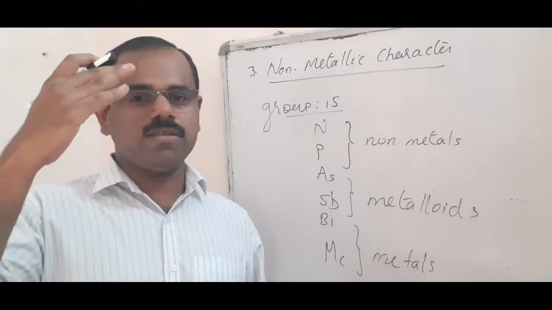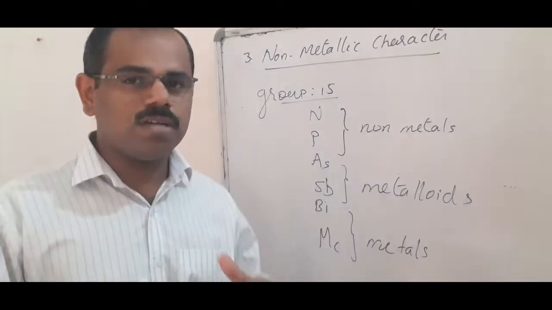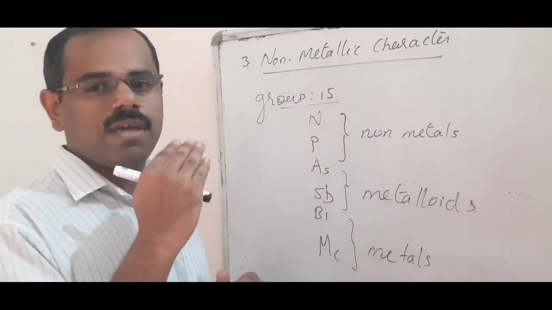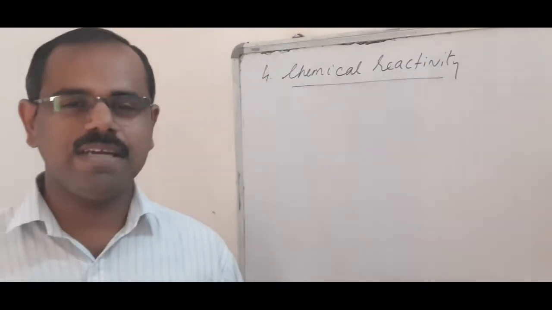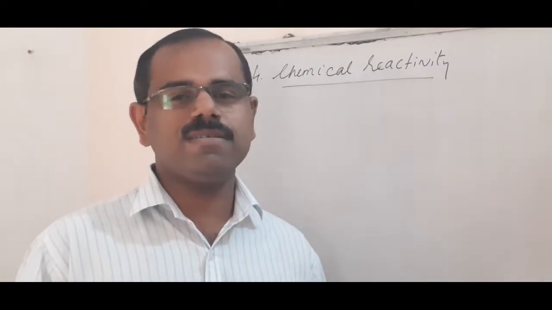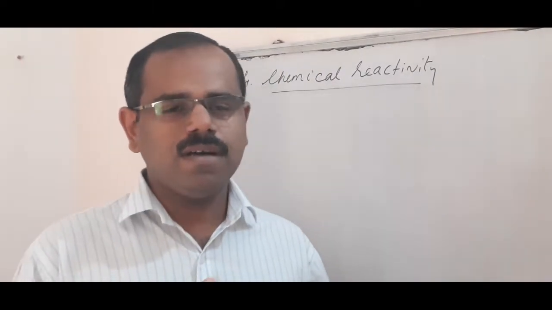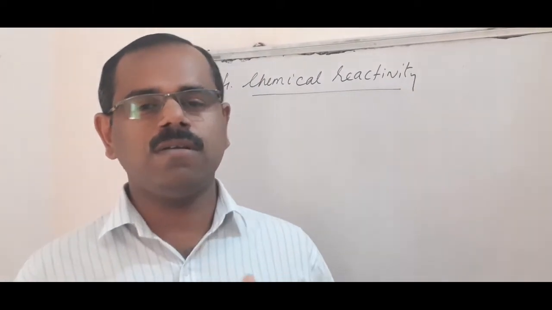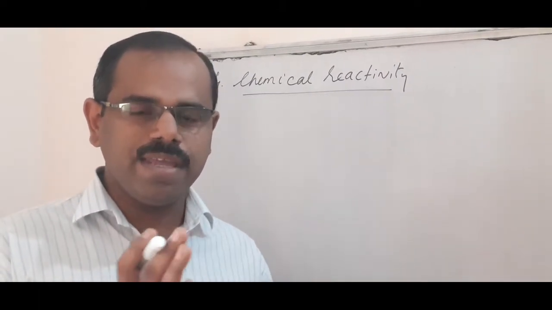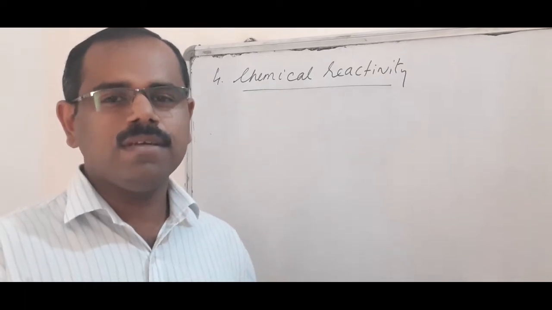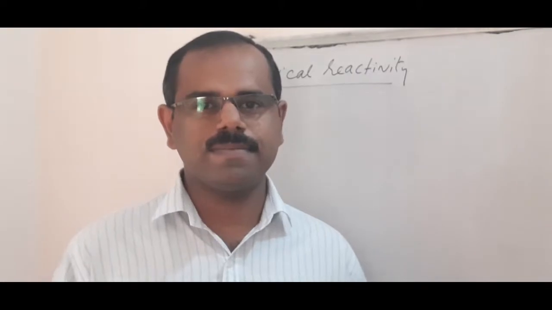So metallic nature increases from top to bottom. If we simply say the bottom of every group, we would say they are metals. Let's see the fourth property, chemical reactivity. It simply depends on the nature of an atom, or the capacity of an atom: how does it lose electrons or how does it gain electrons? The losing or gaining nature of an atom decides how it reacts with other elements.